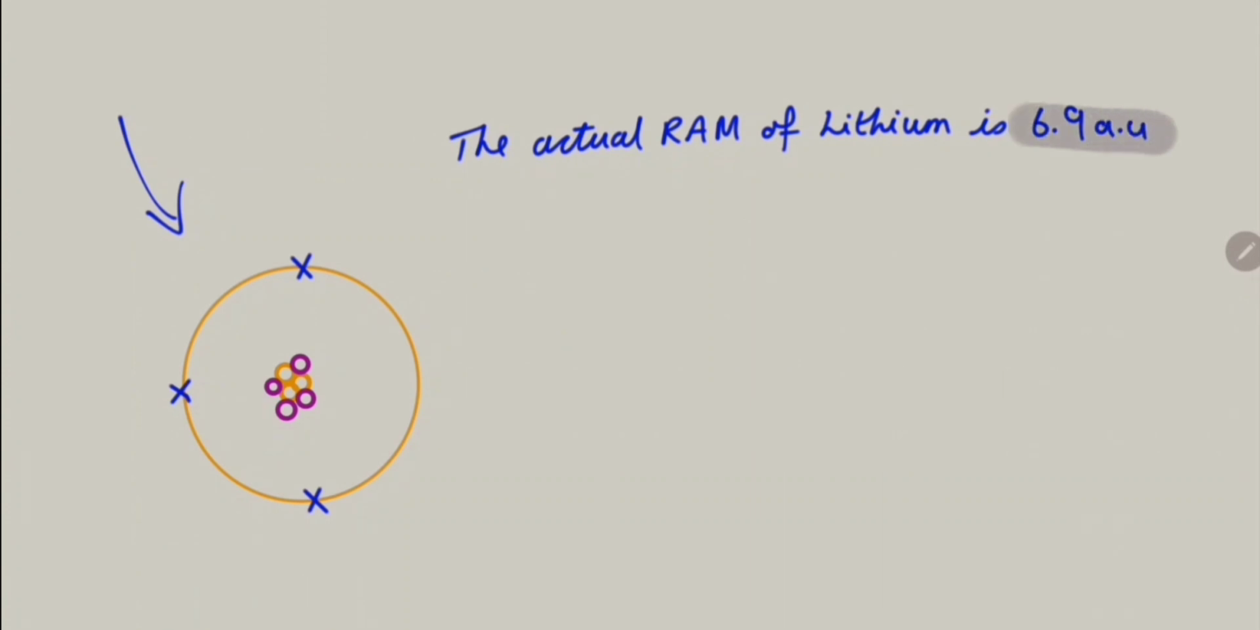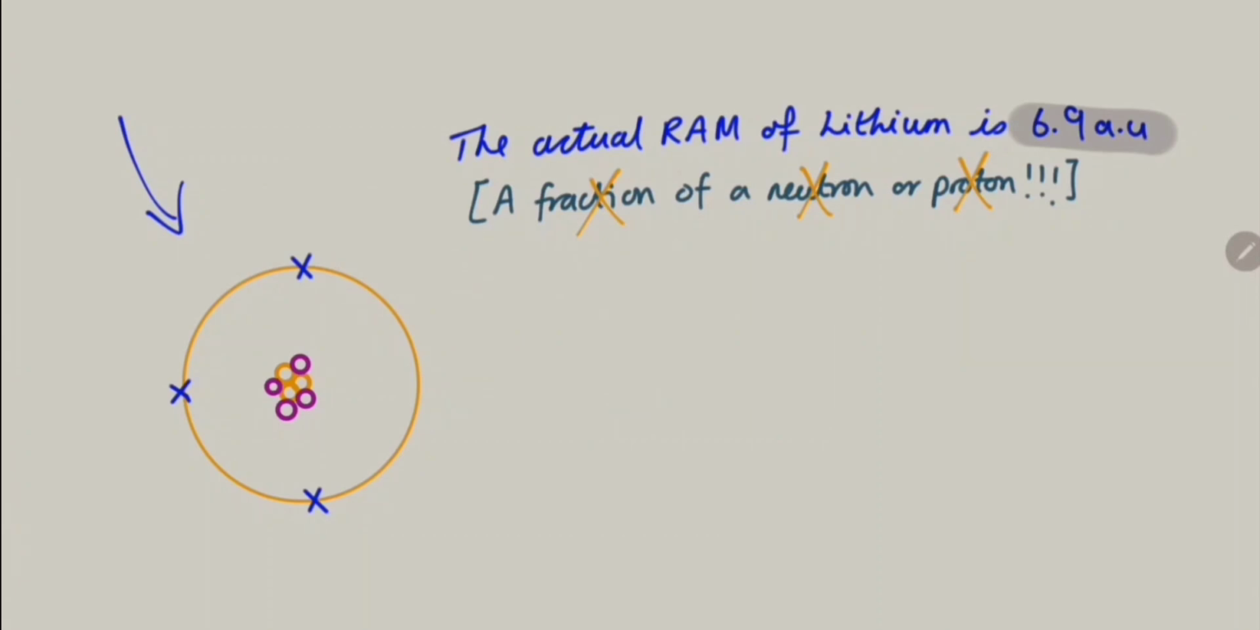Now, what is the reason for this? We know that the mass of the atom is made up of the protons and the neutrons, and that they weigh exactly 1 atomic mass unit each. So does this mean we have a fraction of a proton or a neutron? And the answer is that we don't. And the reason is that there's another form of lithium that also exists.